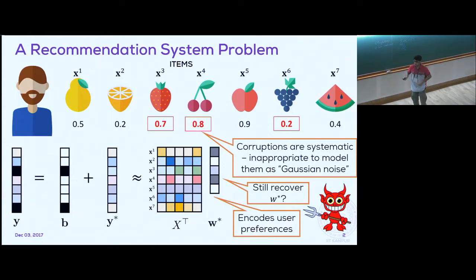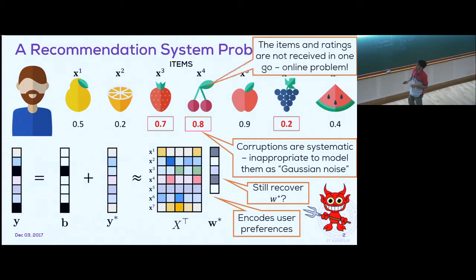But this is just a very cooked up example, although we will look at some experimental results on a similar setting. By the way, this problem gets a bit more complicated because this is an online problem: these items and ratings we are not getting in one go, we get them one at a time. But we'll not be worried about this online aspect of the problem.